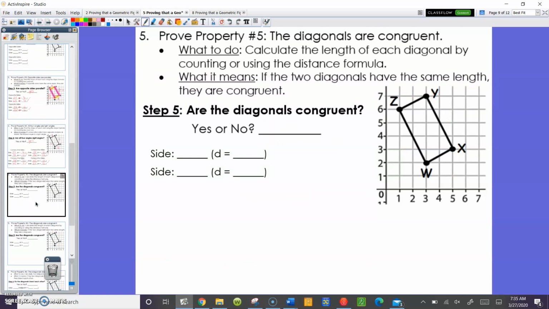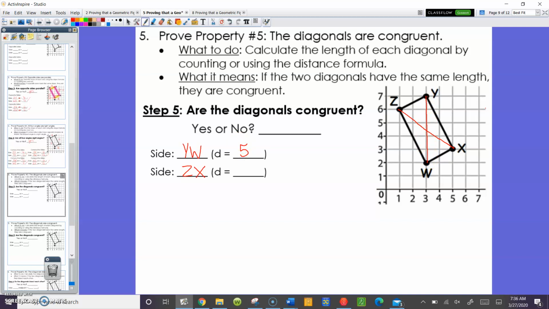Property 5, the diagonals are congruent. So what we would need to do is calculate the length of each diagonal by counting or using the distance formula. When we say diagonal, that is the line drawn from each opposite vertex. So our diagonals are YW and ZX. So we notice that YW is a vertical line. So all we have to do is count 1, 2, 3, 4, 5. So the length of YW is 5.